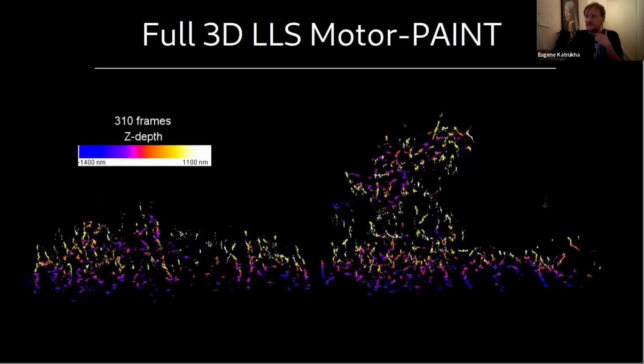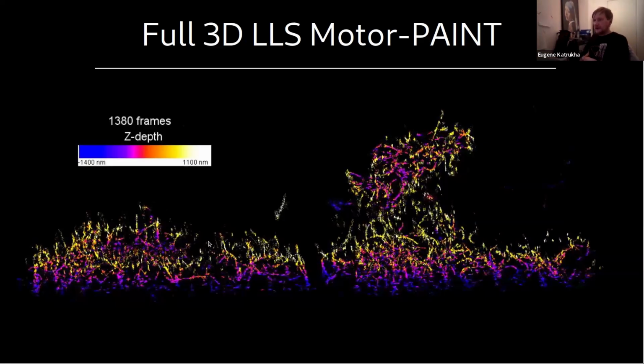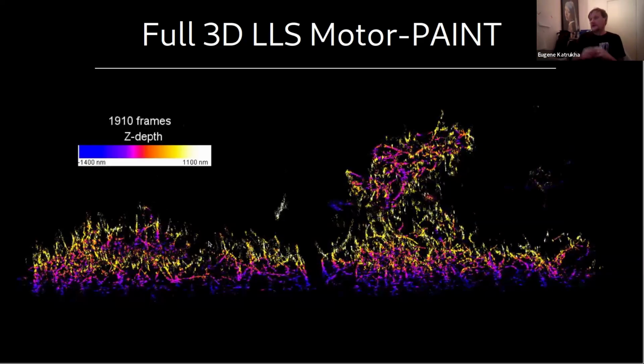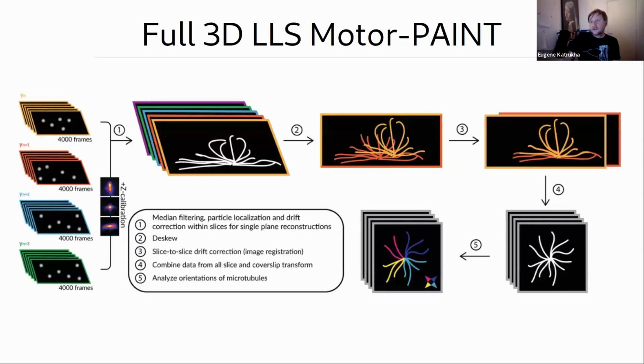So having that in mind, once we acquired a single individual slice, instead of being absolutely flat, now it becomes like a small volume right around it. This is what is shown here, where the color specifies the depth perpendicular to the slice. So that's basically the whole story behind the methods of the Lattice Lightsheet Motor-PAINT, right?